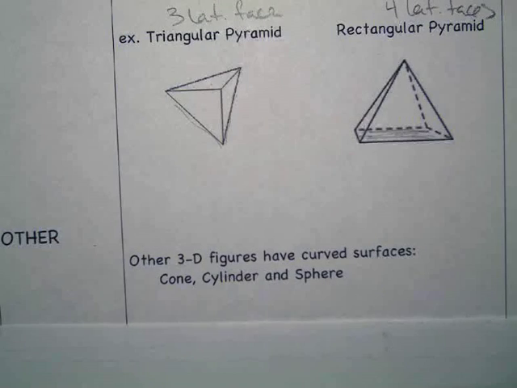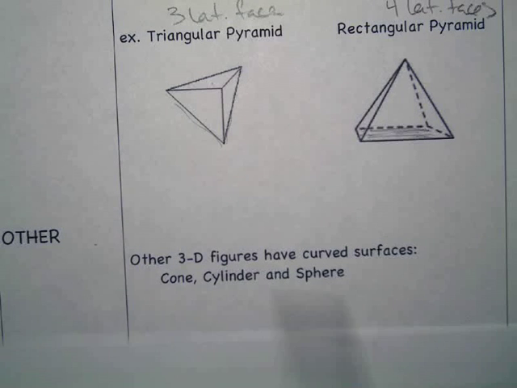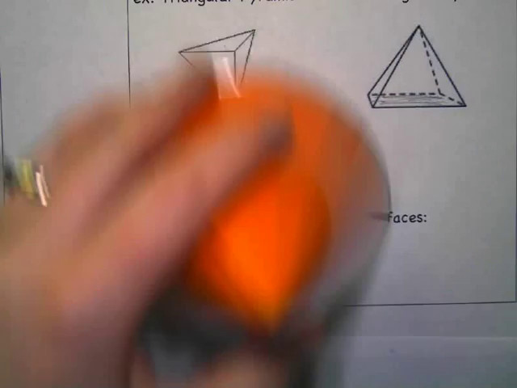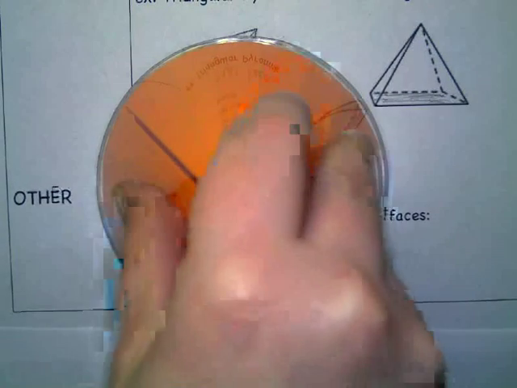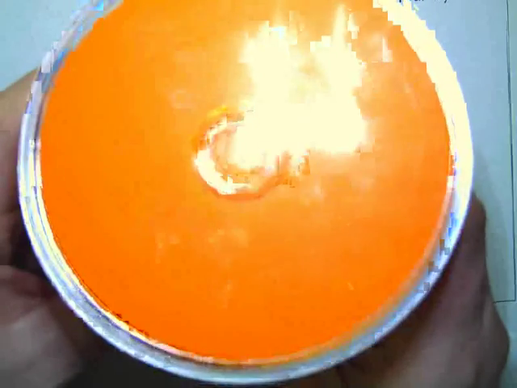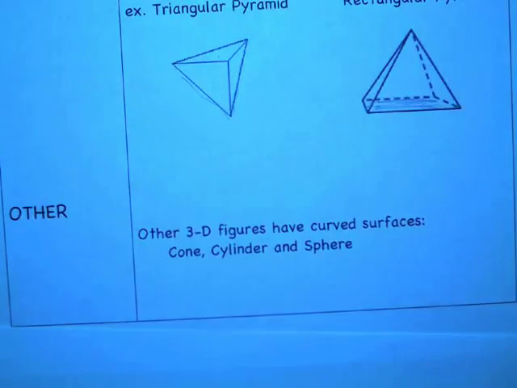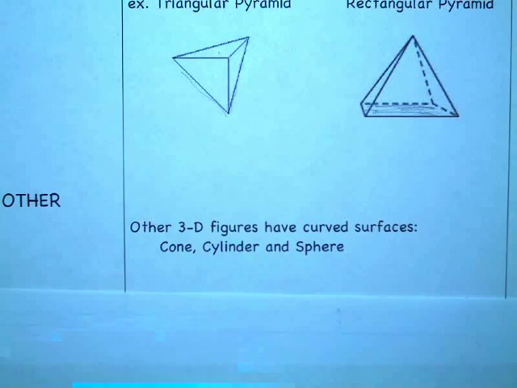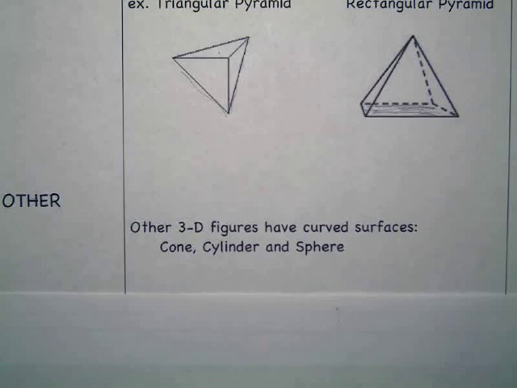There are some other 3D figures and they have curved surfaces instead. And those are cones, cylinders, and spheres. So I have an example of a cone right here. We've all seen an ice cream cone. It has a round surface and it has a circular base. A cylinder has a circular base, and again, a round face, round sides. And then a sphere, which looks like a ball.